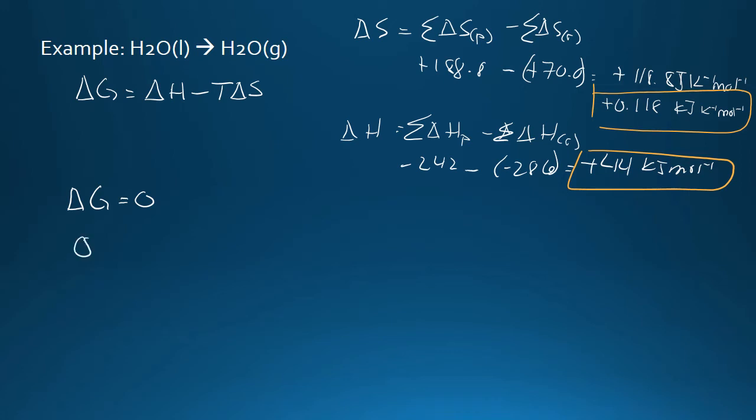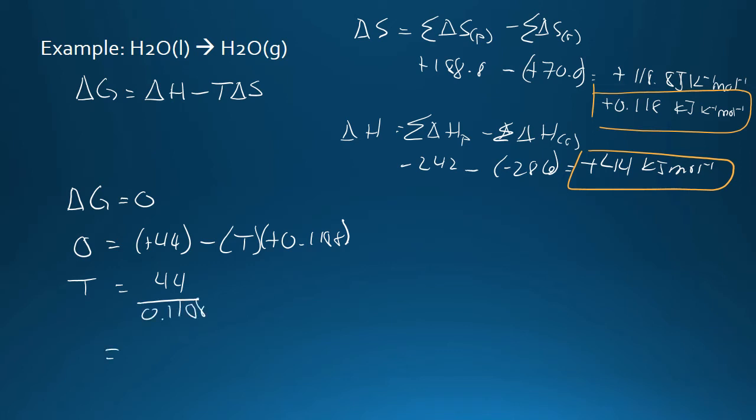So we're going to have 0 equals positive 44 minus this unknown temperature times plus 0.1188, right? Do the math. So we get temperature equals 44 over 0.1188, and that's going to equal 370 Kelvin. Remember, we are working with the absolute temperature.